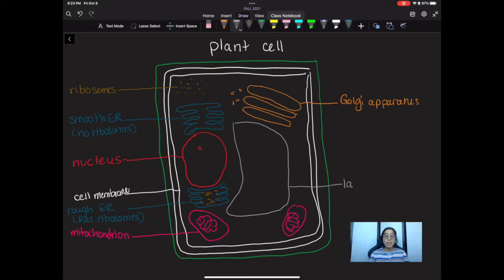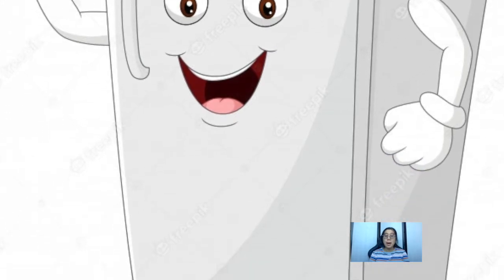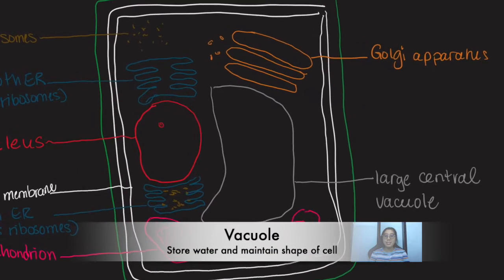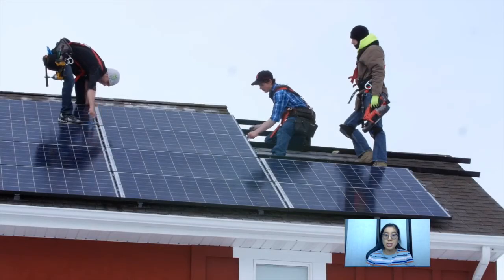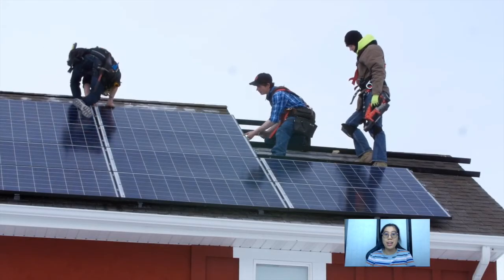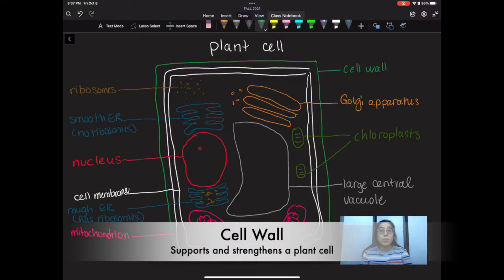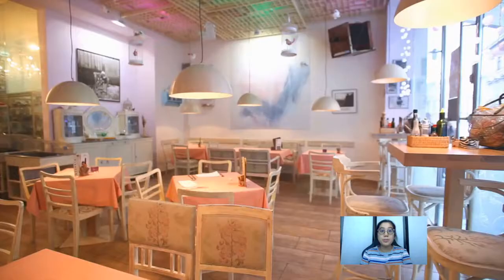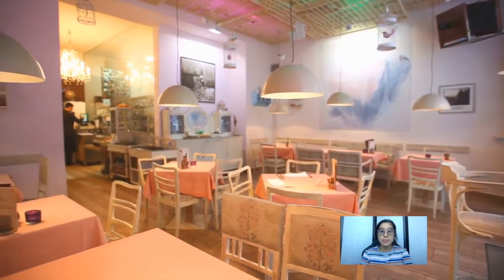The first one is the vacuole. It's basically like a fridge in a restaurant because it stores water, but it also maintains the shape of the cell. Next are the chloroplasts. They're responsible for photosynthesis, not unlike the solar panels we would see in a restaurant that uses sunlight as a source of energy. Last but not least, we have the cell wall. The cell wall supports and strengthens the plant cell, like the walls of a restaurant that supports the building and strengthens the foundation.